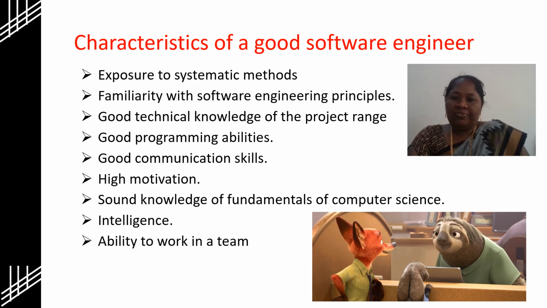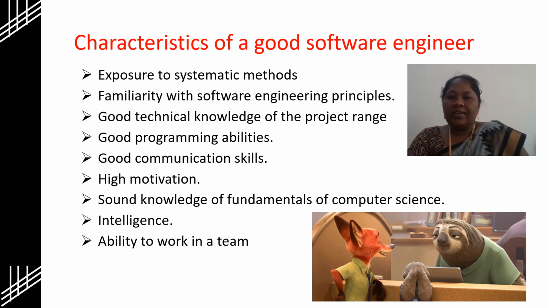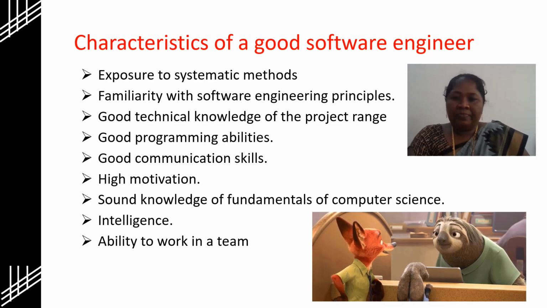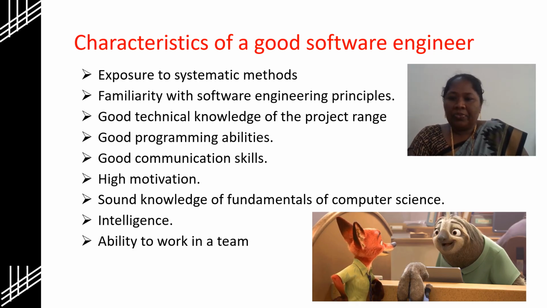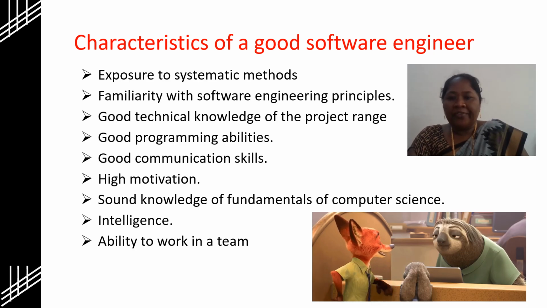What are the characteristics of a good software engineer? You must have all these characteristics. First, exposure to systematic methods. For any problem or any feature you design, you have to apply the systematic methods you learned. And familiarity with software engineering principles and terms. Sometimes your development team or a manager may say certain terms to be included in your project. Maybe follow Agile, or follow Kanban. Which method you have to adopt?